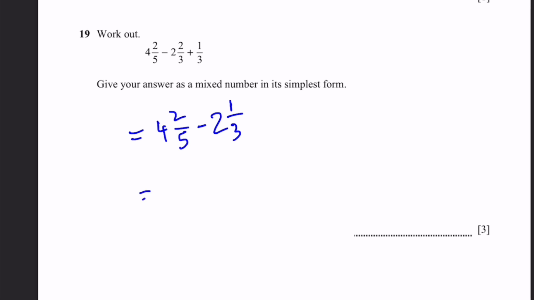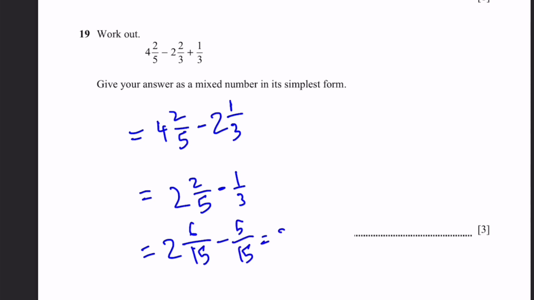And now we convert. First we can subtract the whole number part. So 2 minus 1 is 1, then 2/5 minus 1/3. Now we convert to 6/15 minus 5/15, which is equal to 1/15. That's the answer.